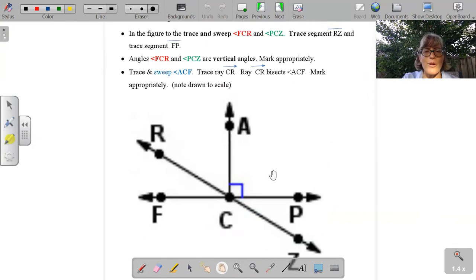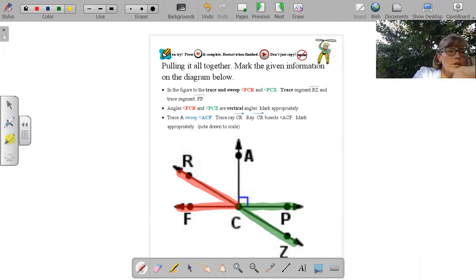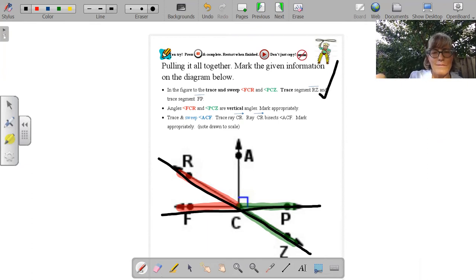Let's pull it all together here. A little summary. In the figure below, trace and sweep FCR and PCZ. Just trace it. Trace segment RZ, trace segment FP. FCR and PCZ are vertical angles. Mark appropriately.